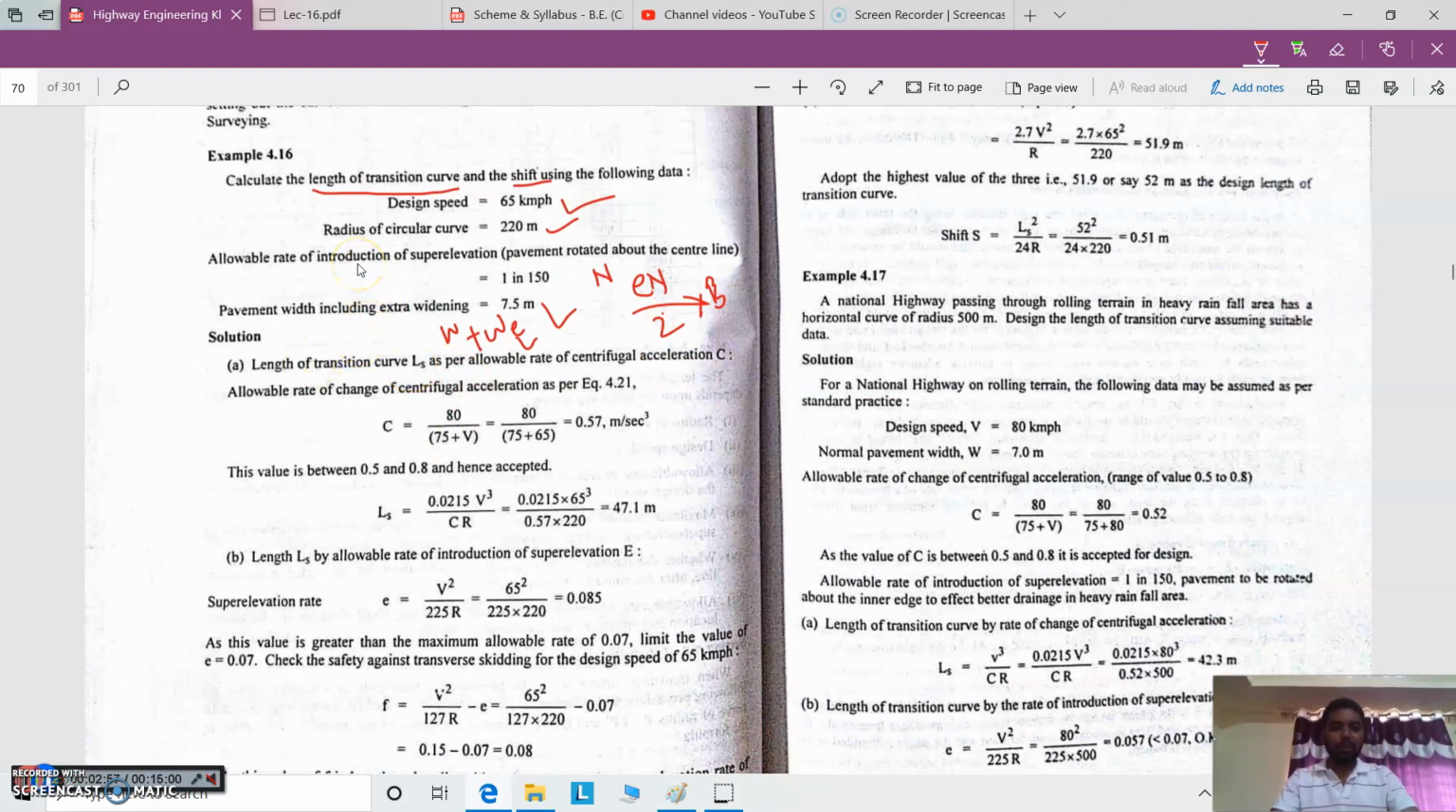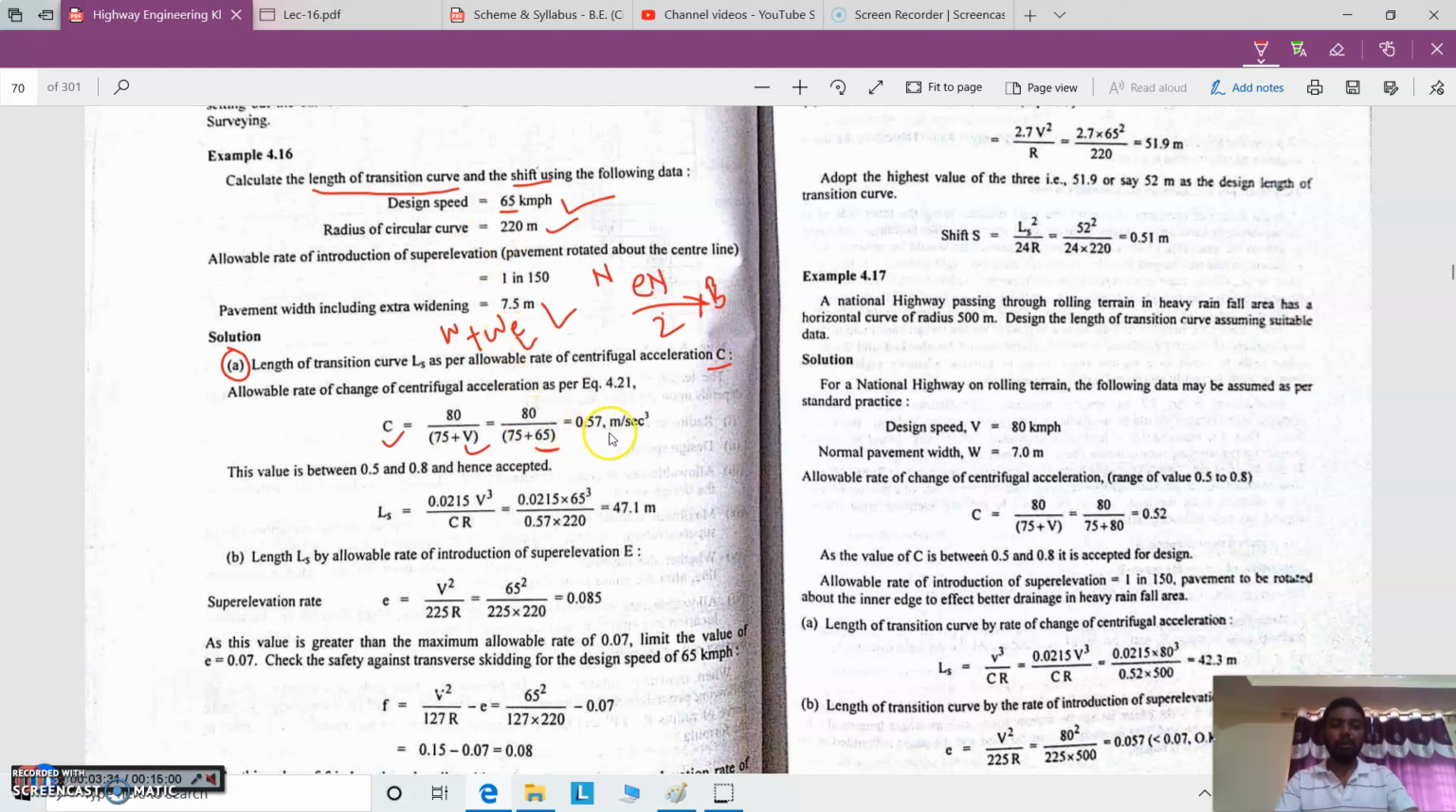So the length of transition curve, as we have studied, needs to be calculated based on three conditions. First one is the rate of centrifugal acceleration, then introduction of super elevation, and then empirical formulas. So let us consider one by one here. The first one is the length of transition curve as per allowable rate of centrifugal acceleration, C. So here C is given by 80 by 75 plus V, as we have discussed, and V is substituted in kmph, the given value of speed.